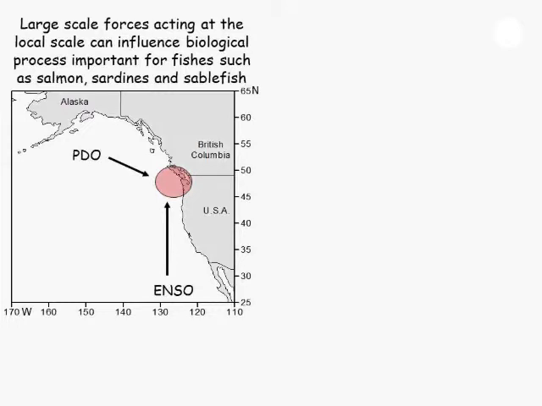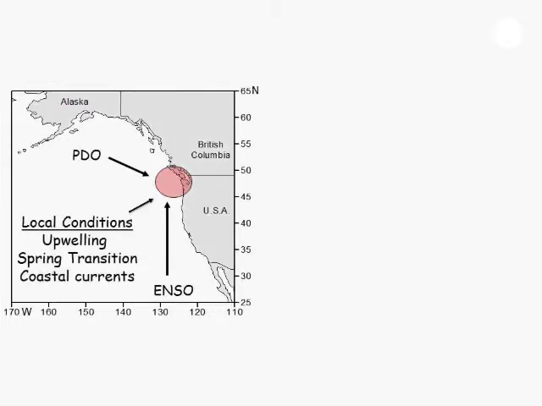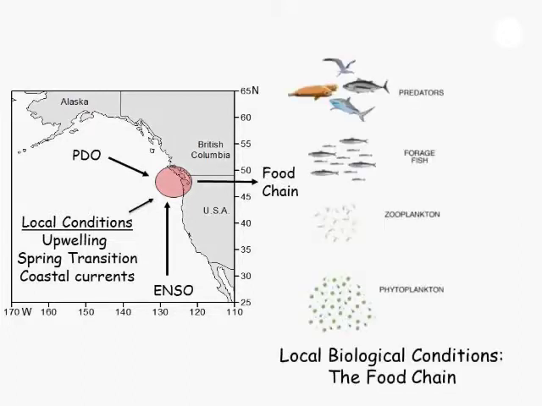And then there's local conditions that affect the ocean off the coast here, which is upwelling, which I think you know something about. There's an event called the spring transition. That's when upwelling kind of begins. And the coastal currents themselves have an impact on what happens in that little red circle there. Big impacts on the food chain. That's where I'm coming from, is how is the food chain off Oregon and off the coast here affected by the PDO, by ENSO, by upwelling, and by the currents.